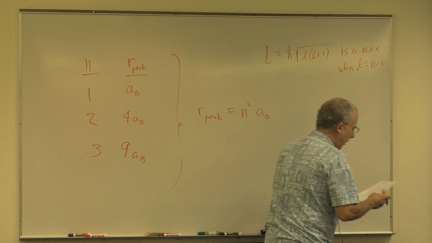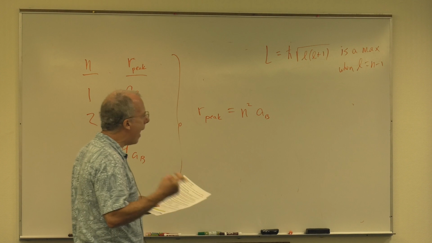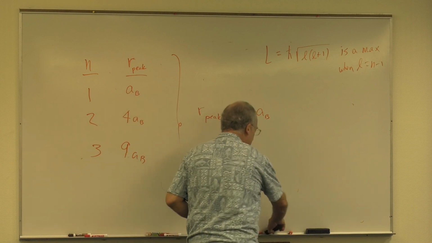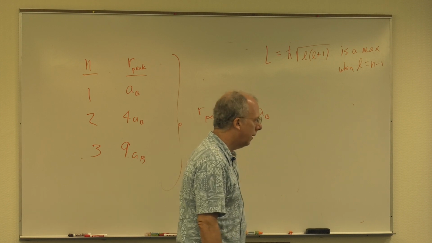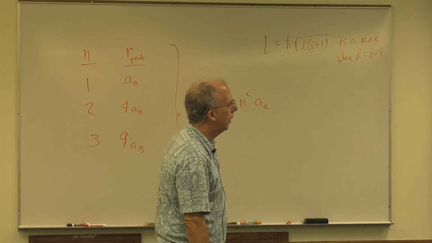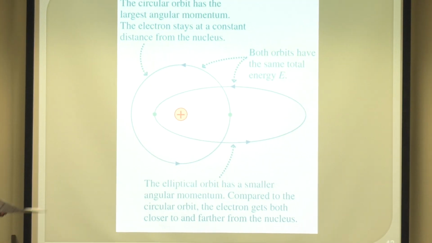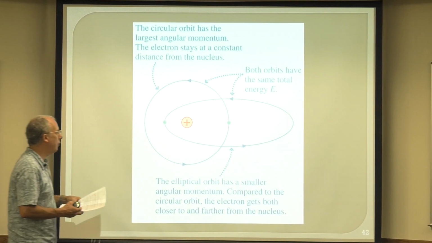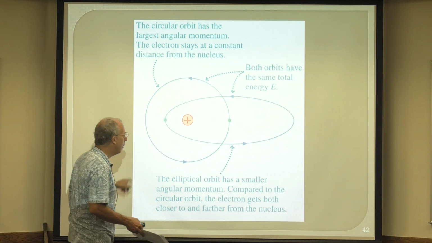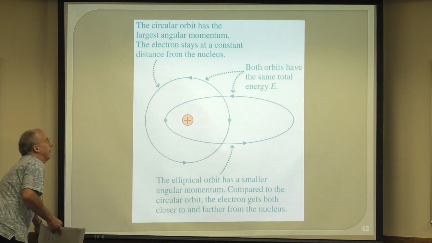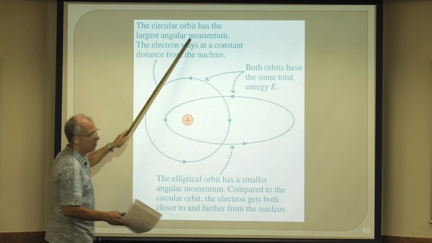So where do you have your maximum angular momentum? This is the physics 121 question, I guess. I already showed you that. Where do you have your maximum angular momentum? You have your maximum angular momentum with a circle. You don't have it with an ellipse. Here, let's read this. The circular orbit has the largest angular momentum.